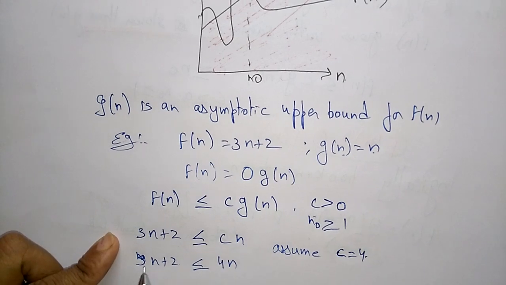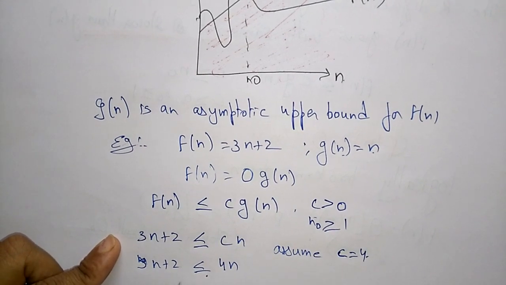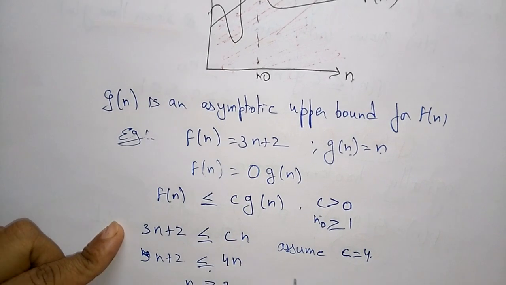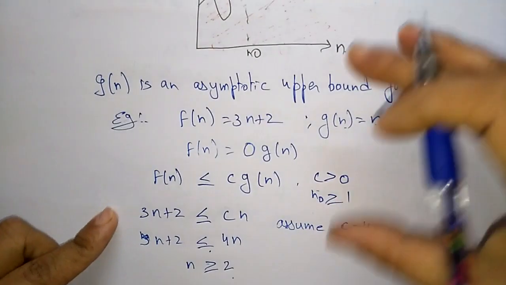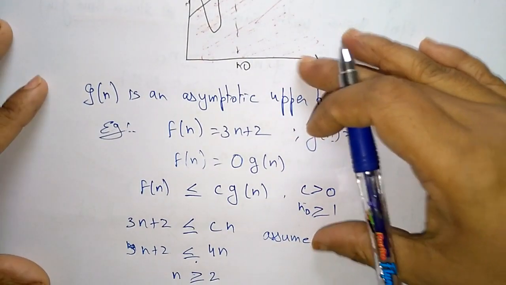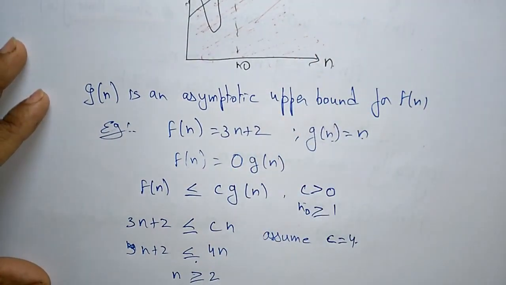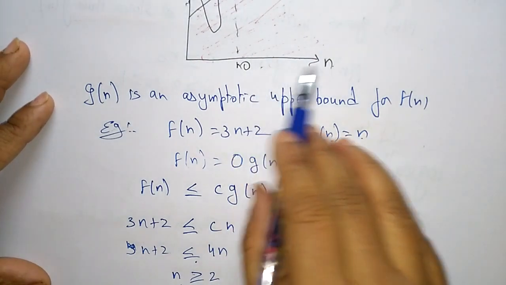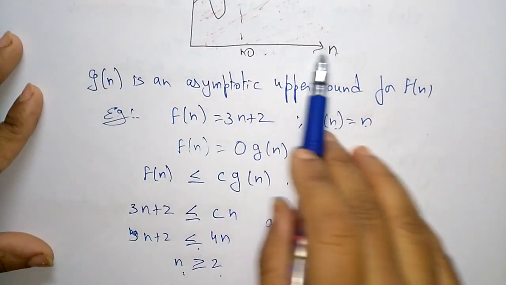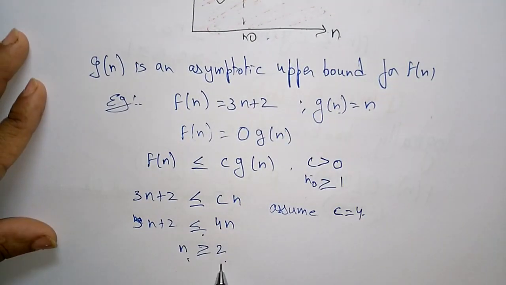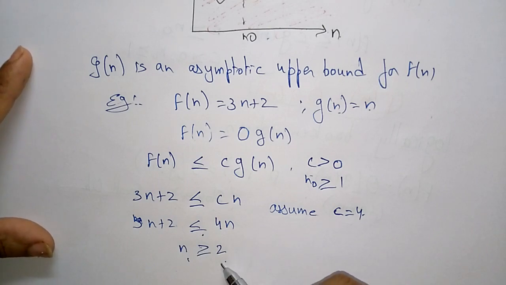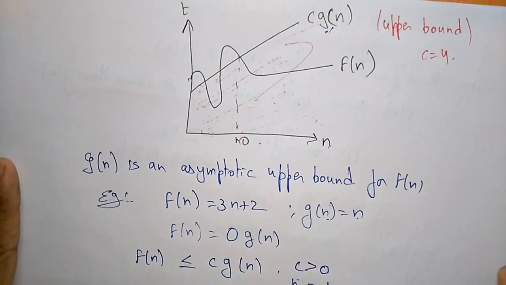Now here 3n plus 2 is less than or equal to 4n, and n is greater than or equal to 2. So this is the condition for upper bounded, which means big O notation. So for the big O notation, here n is greater than or equal to 2, which means the size of the input is greater than or equal to 2. Okay. So this is big O notation.